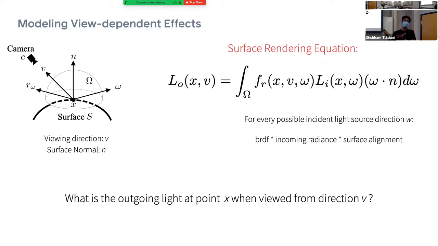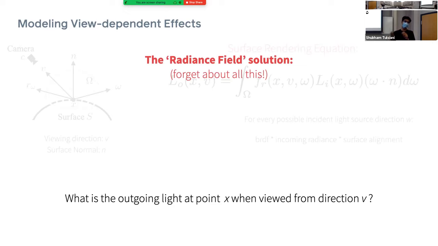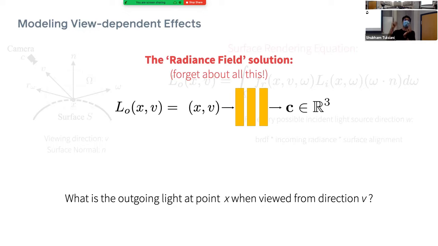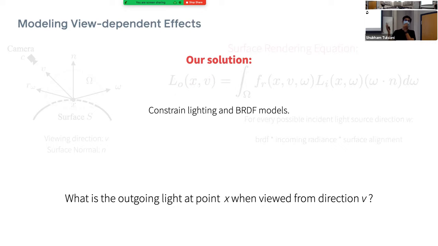Given that we know this, the NeRF or radiance field solution is to forget about all the surface rendering and model the outgoing light at a particular point X through a learned neural network. Instead, our solution is that in this model of lighting, most of the terms are geometry based. The only terms that need to be learned are the lighting and the BRDF ones. And we can learn neural models for those instead of throwing away our knowledge of what surface rendering looks like.